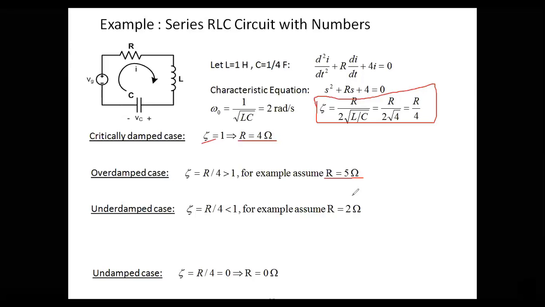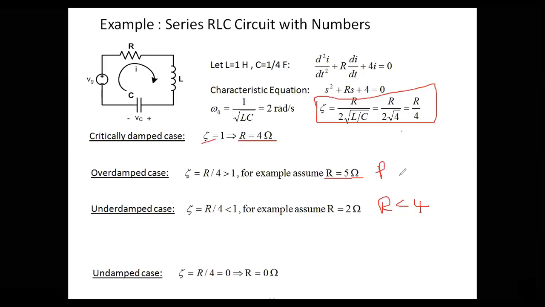For the underdamped case, zeta has to be less than 1. So it simply means that r over 4 also has to be less than 1, because zeta is equal to r over 4. In that case, r will be less than 4. So you pick any value that is less than 4.